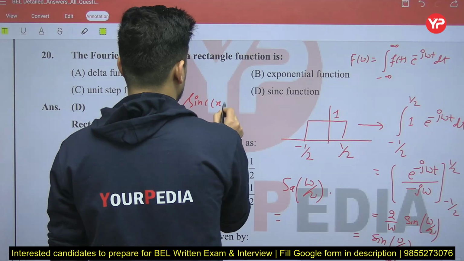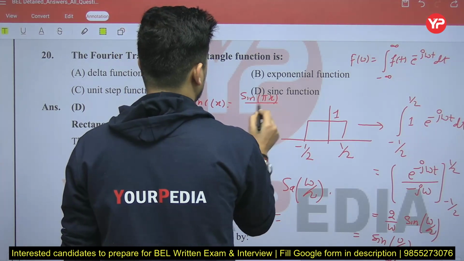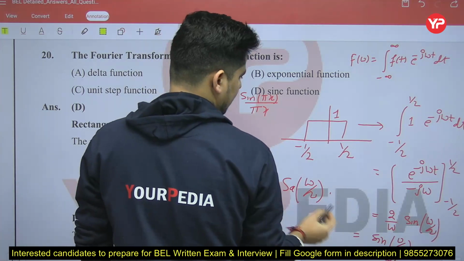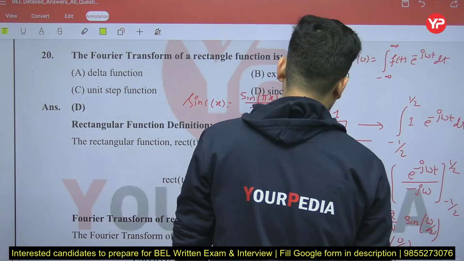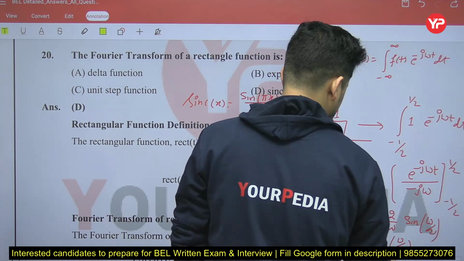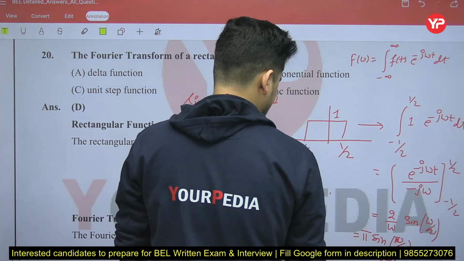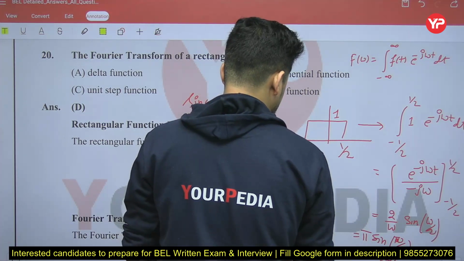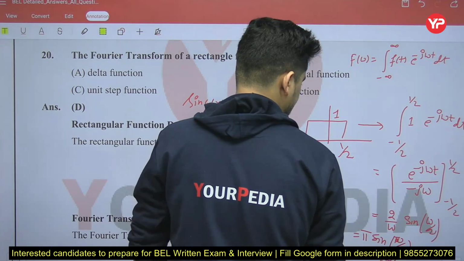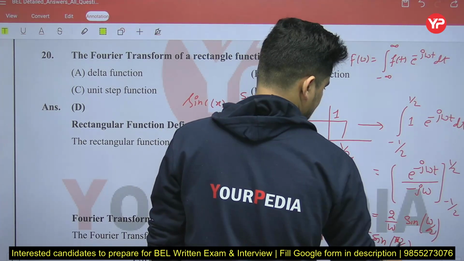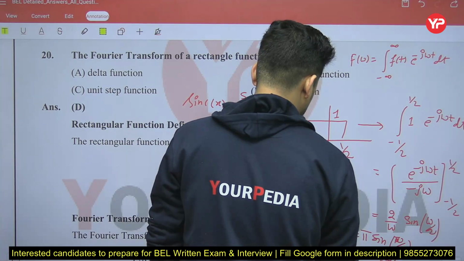Sinc of x is equal to sine of pi x by pi x. So we can multiply by pi and divide by pi, so basically it becomes pi sinc of omega by 2 pi.